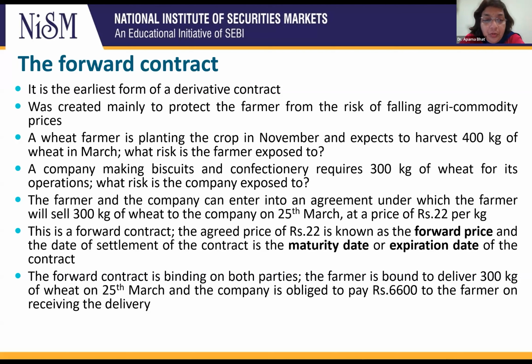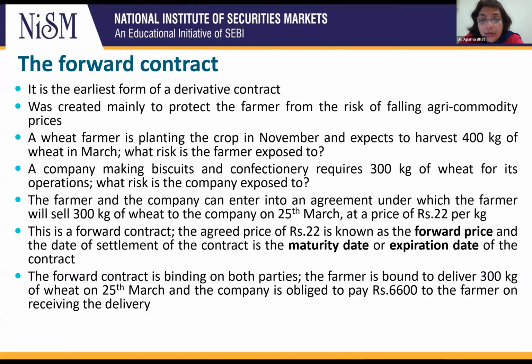So what they can do is both enter into an agreement, okay? This kind of agreement is called a forward contract. Under this contract, the farmer agrees to sell 300 kilos of wheat to the company on 25th March, because he expects that his entire crop will be harvested by 25th of March. The farmer agrees to sell at a price of 22 rupees per kilo.